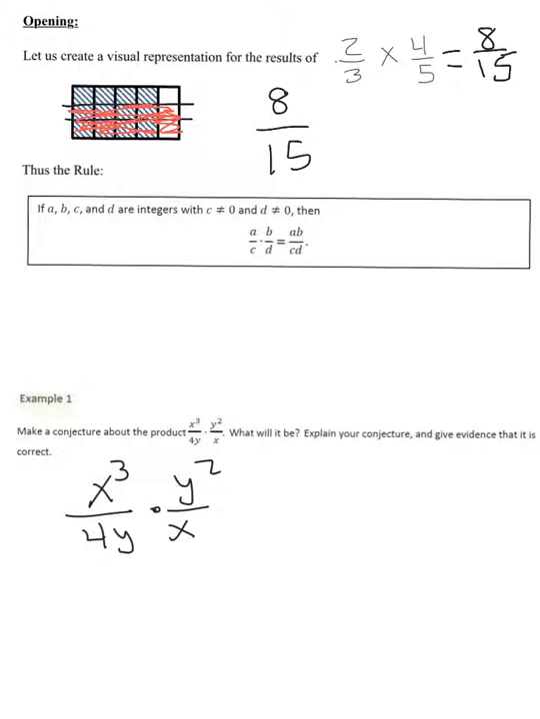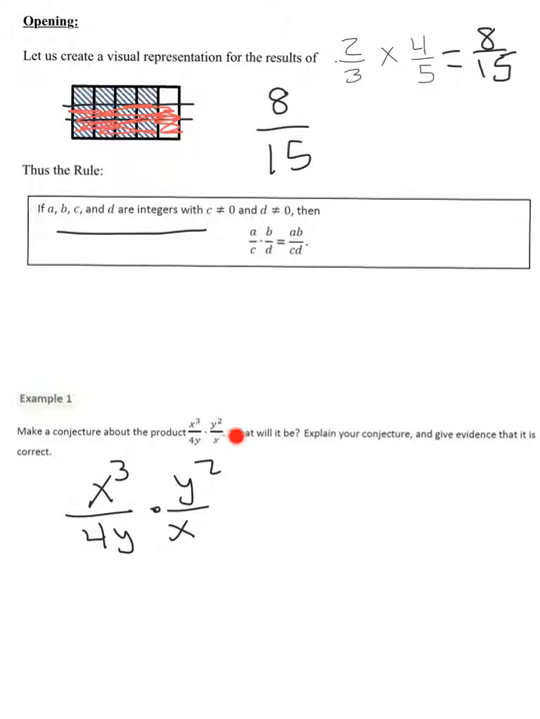So as you can see, if A, B, C, and D are integers like they're talking about, and the bottom 2, C and D, cannot be equal to 0, it's real easy. Multiply the tops, multiply the bottoms, and then reduce wherever possible. So let's take a look at an example down here. Use this conjecture to go with this.